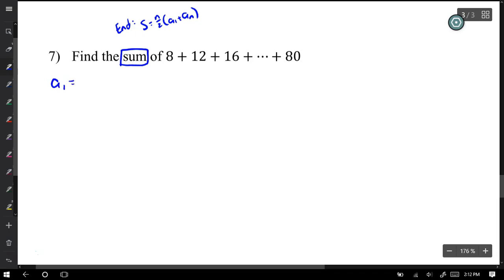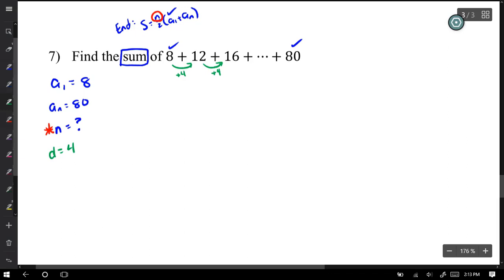I know a1 is 8, so that's good. I know a sub n is 80. My last term is 80, so that's good. So I got these two, that's good. I don't know how many there are though. So that's an unknown. That's a red flag to me. But what else is given to me, I know it's not part of this formula. I can see now I'm going to have to find this. I also know my difference. I can see how I go from each number to each number. I add 4. So I'm going to put down d equals 4. I think that's going to help us.